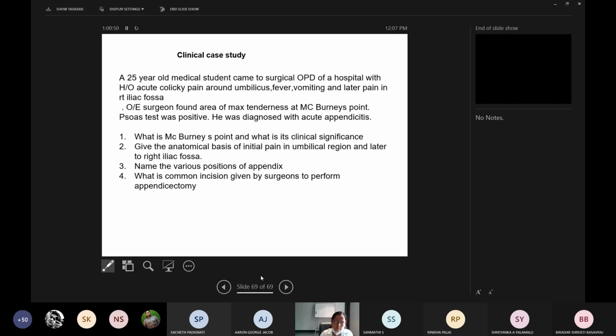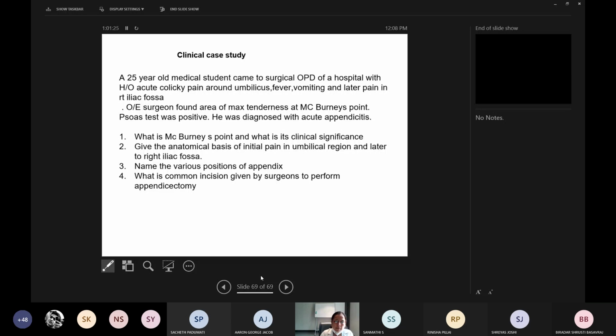What is McBurney's point? Junction of the lateral one-third and the medial two-thirds of the spino-umbilical line. That is called McBurney's point. That is from the right anterior superior iliac spine to the umbilicus. What is its clinical significance? Can anyone tell? Maximum tenderness during appendicitis. Yes, that is the clinical significance.